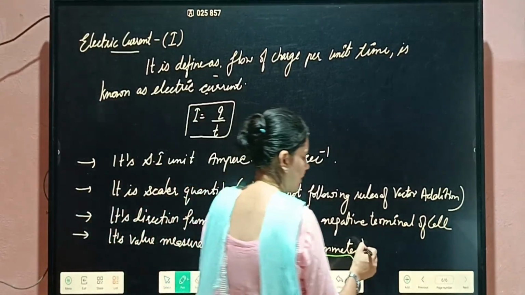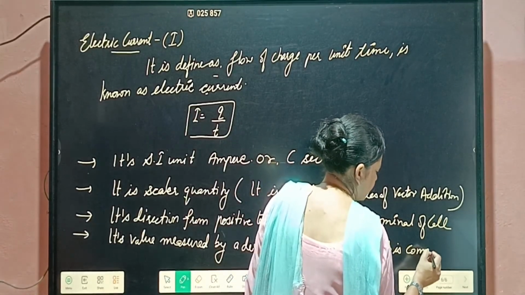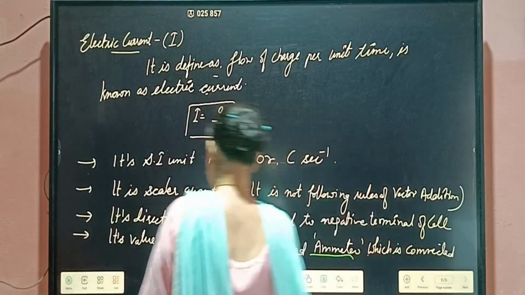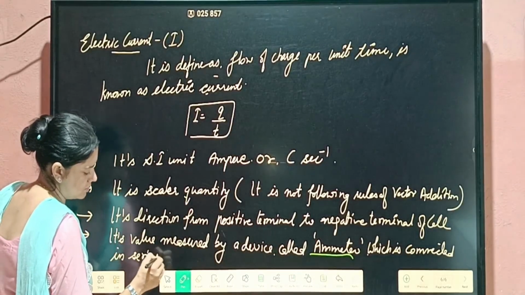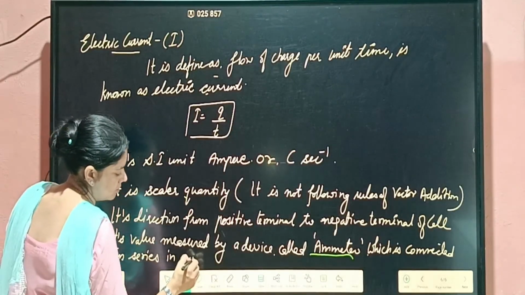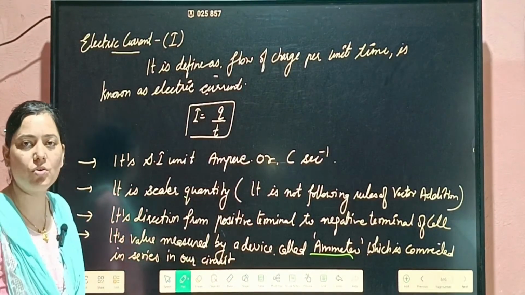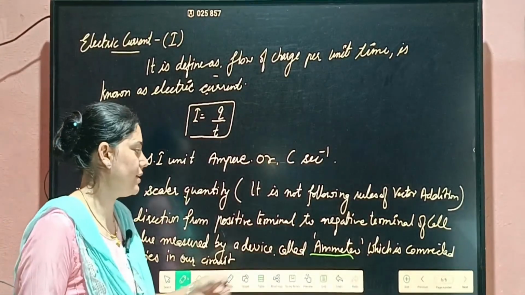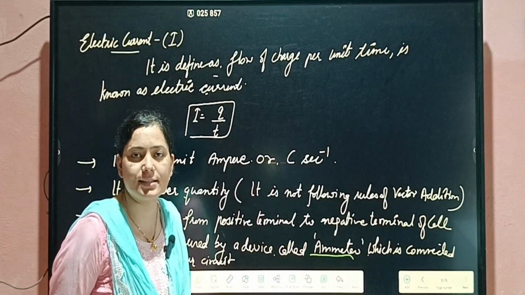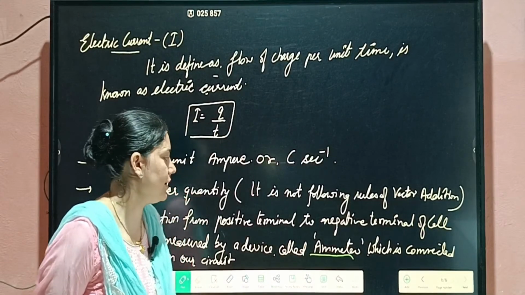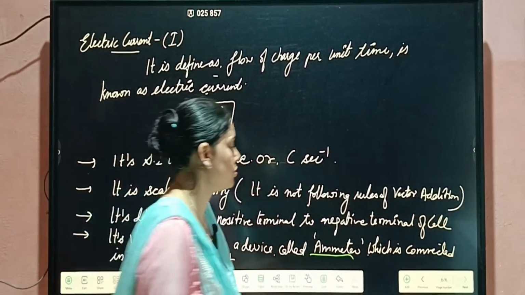Which is connected in series in our circuit. Where we want to find the value of electric current, there we will connect the ammeter. And the ammeter is always connected in series to find the value of the current. Okay, besides this there is another device, beta, the galvanometer.